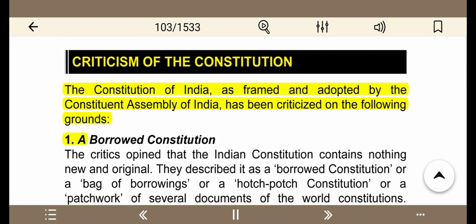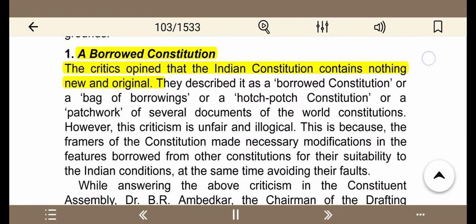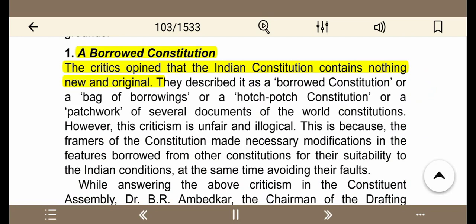Criticism of the Constitution. The Constitution of India, as framed and adopted by the Constituent Assembly of India, has been criticized on the following grounds. 1. A borrowed constitution. The critics opined that the Indian Constitution contains nothing new and original. They described it as a borrowed constitution, or a bag of borrowings, or a hodgepodge constitution, or a patchwork of several documents of the world constitutions. However, this criticism is unfair and illogical. This is because the framers of the Constitution made necessary modifications in the features borrowed from other constitutions for the suitability to the Indian conditions, at the same time avoiding their faults.